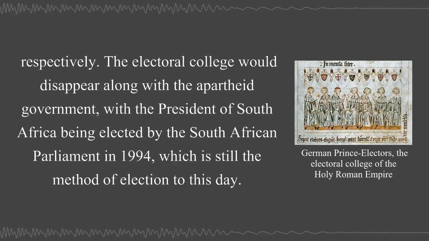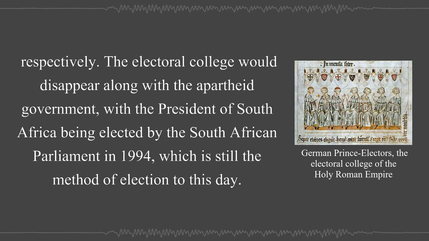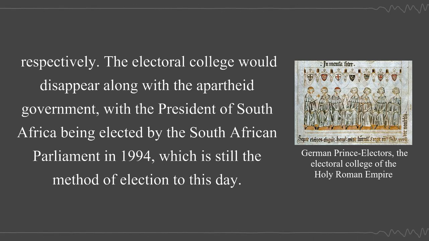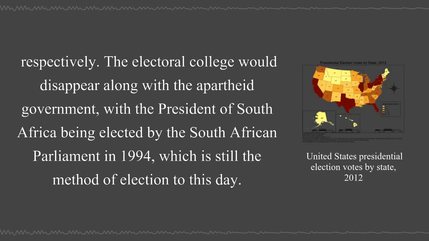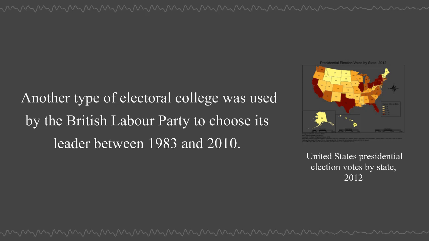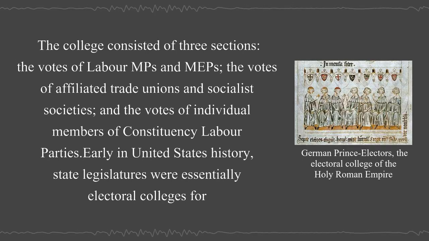The Electoral College would disappear along with the apartheid government, with the President of South Africa being elected by the South African Parliament in 1994, which is still the method of election to this day. Another type of electoral college was used by the British Labour Party to choose its leader between 1983 and 2010. The college consisted of 3 sections: the votes of Labour MPs and MEPs, the votes of affiliated trade unions and socialist societies, and the votes of individual members of constituency Labour parties.